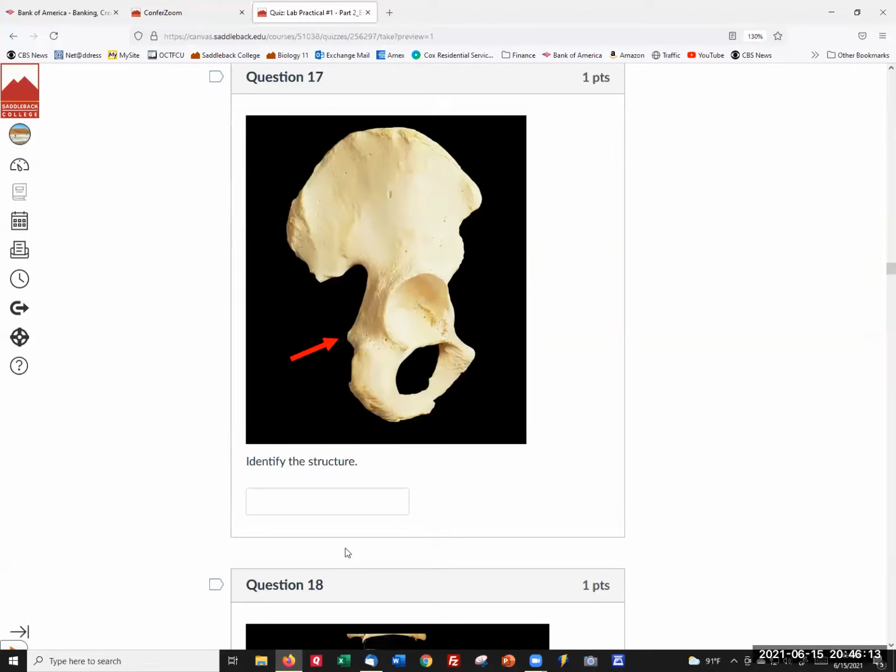May not be what you wanted to hear. Okay, this little guy here is underneath the greater sciatic notch, and before the lesser sciatic notch. What's this little guy? Ischial spine. Okay.